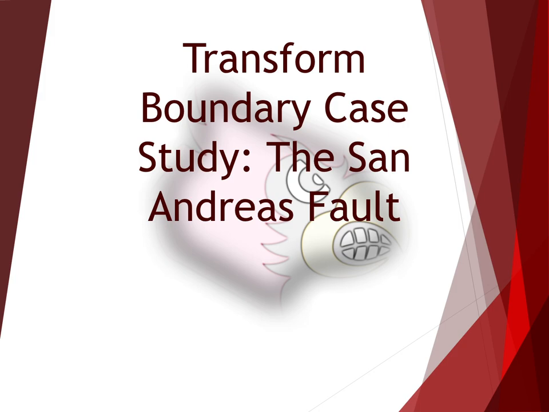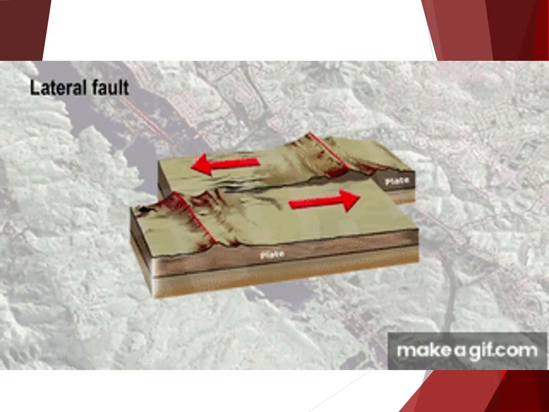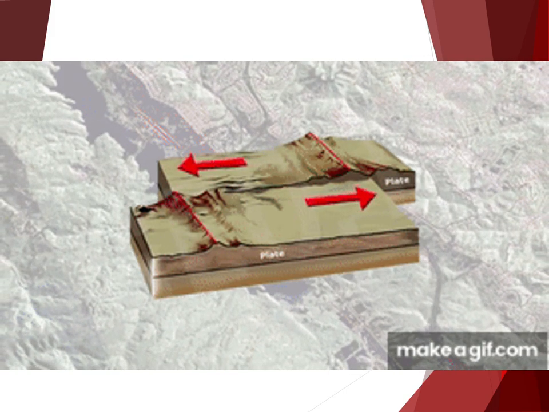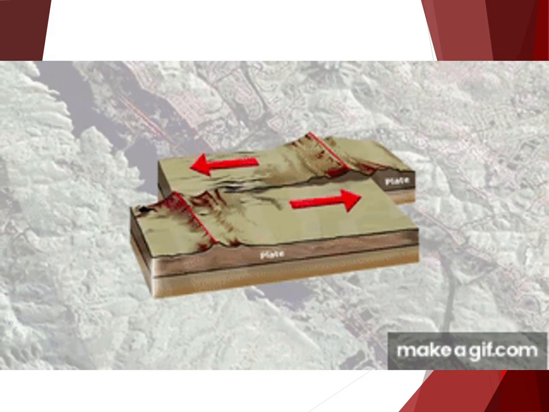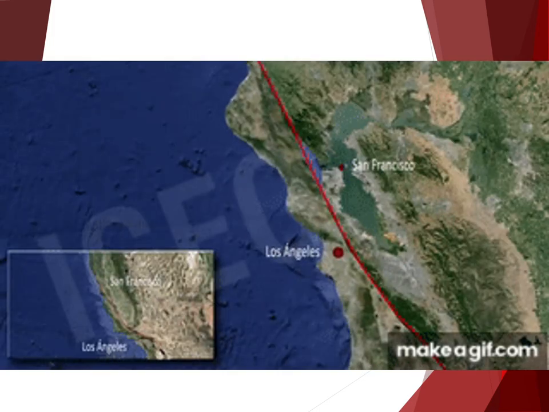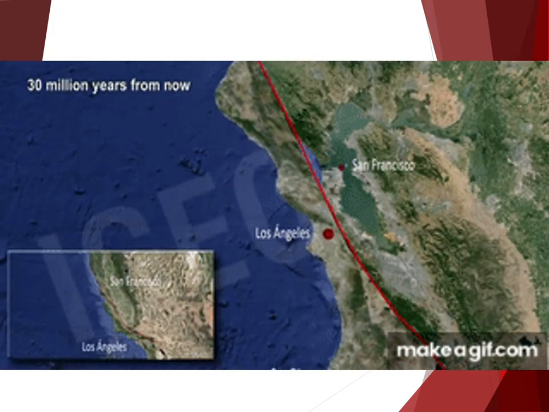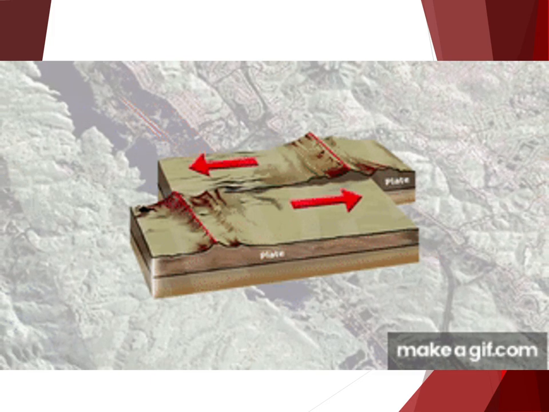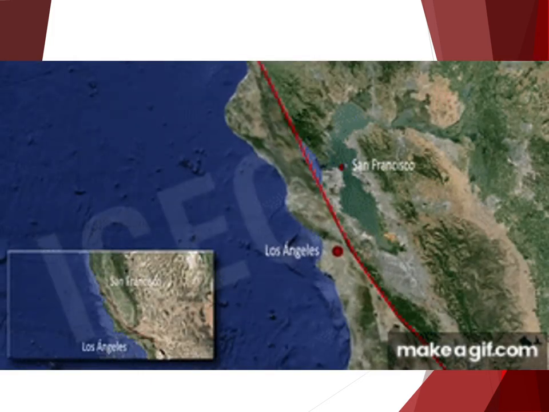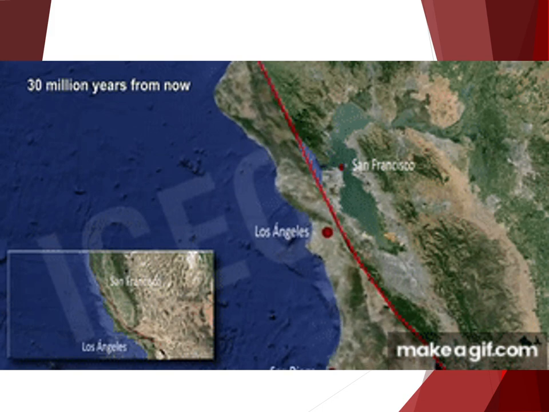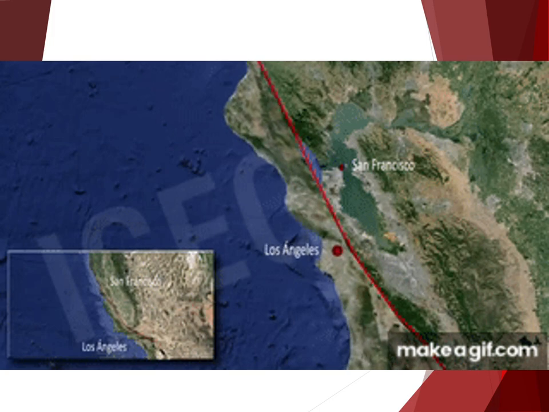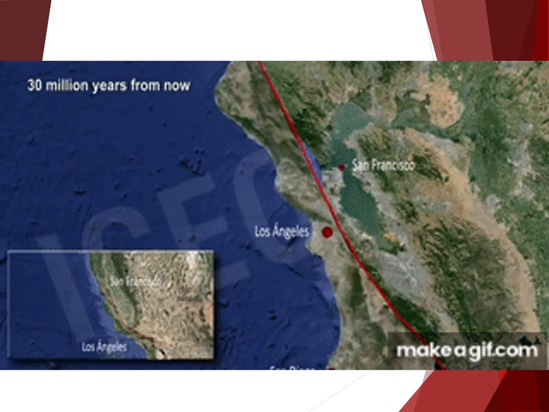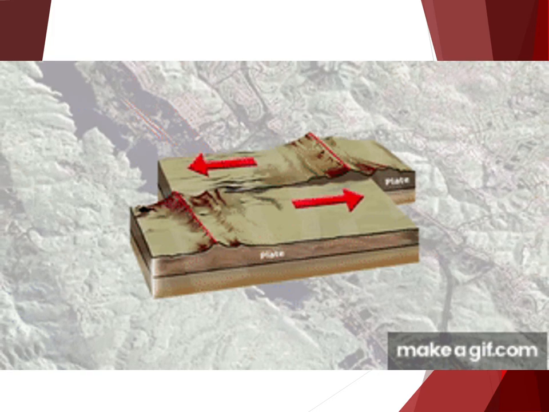Transform boundary case study: the San Andreas Fault. Along the coast of California, the Pacific Plate and the North American Plate are in direct contact. The two plates move laterally past one another, parallel to the transform fault. This transform boundary in Southern California is called the San Andreas Fault. The fault is about 1,300 kilometers long and spans the southwest section of California in the United States.